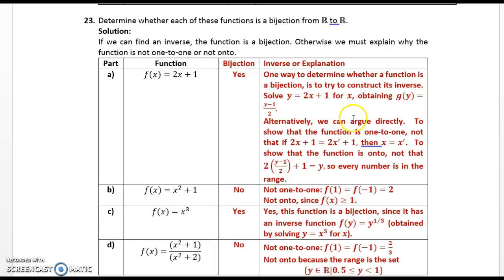Alternatively, we can argue directly to show that the function is one-to-one. Note that if 2x plus 1 equal 2x prime plus 1, then x equal x prime. To show that the function is onto, note that 2 times the quantity y minus 1 over 2, plus 1 is equal to y, so every number is in the range.